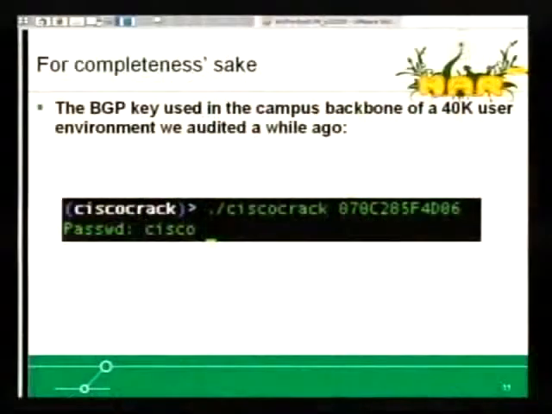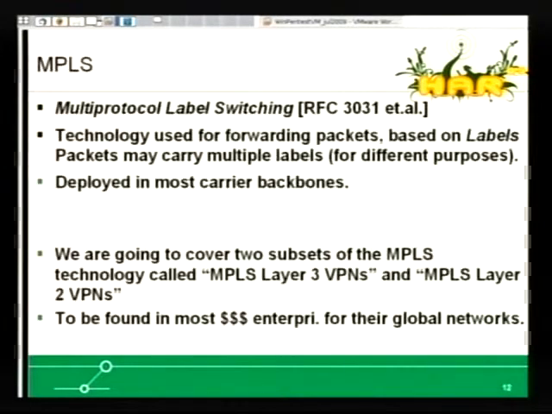So for completeness, this is what we found in an audit in a big 40K user backbone. We found this configured BGP MD5 key and decoded it. It's just like Cisco's default from the configuration manual. So they want to make it secure, but actually they didn't add any security at all. Okay, so I will hand over to Simon. He will tell something about MPLS in general.